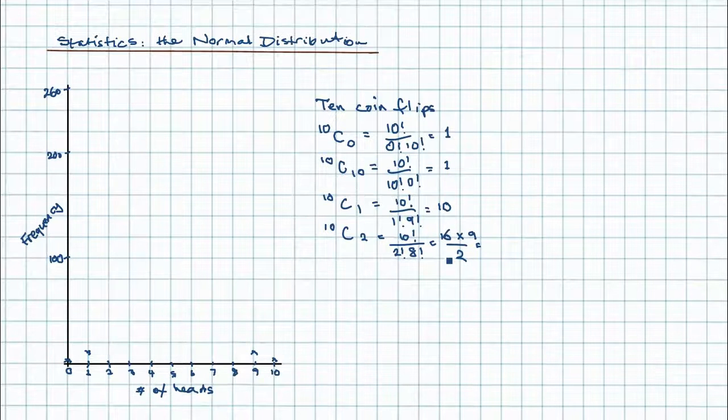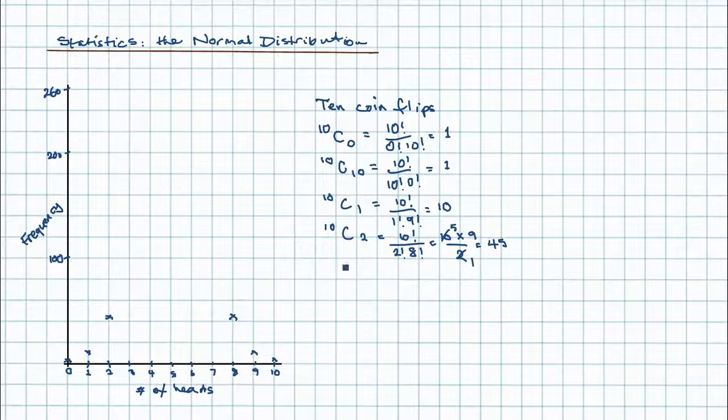We do a little bit of cancelling to make the arithmetic easier. 5 times 9 gives us 45. So there are 45 ways, in fact, of getting just 2 heads. So let's have a look. Where's 45? Well, it goes up in 20s, so this must be 40, so that would be 50, so that would be about here. And similarly for 8 heads. So there are 45 ways of getting either 2 heads or 8 heads.